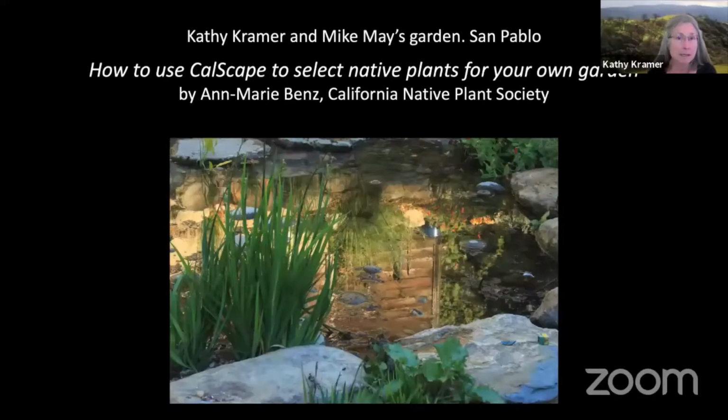So we're going to start with the case study of my own garden, my husband and my garden in San Pablo. So you can find out how to select native plants, both keystone species, which are of particular interest to me, and also using Calscape. This is a photo of the pond in our backyard.